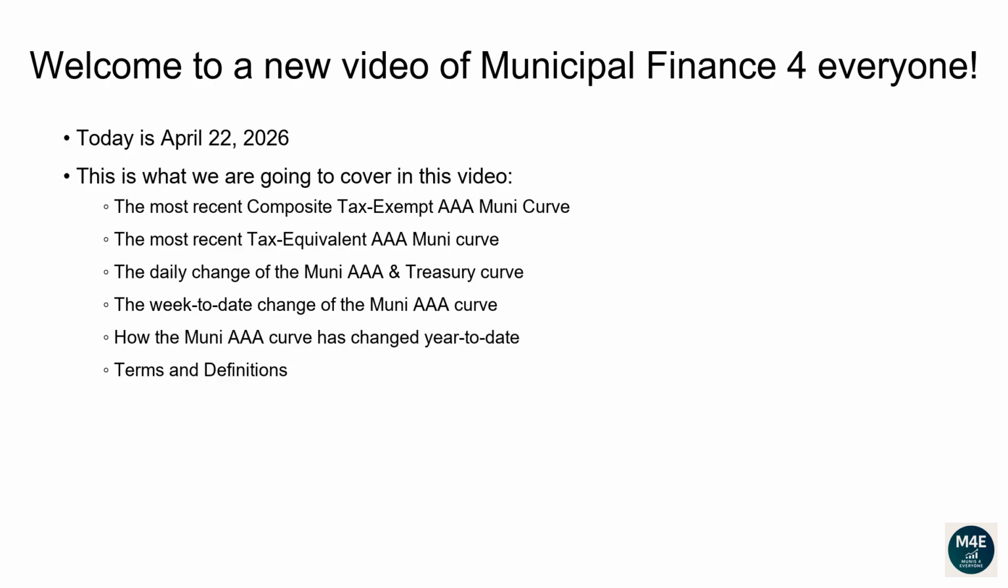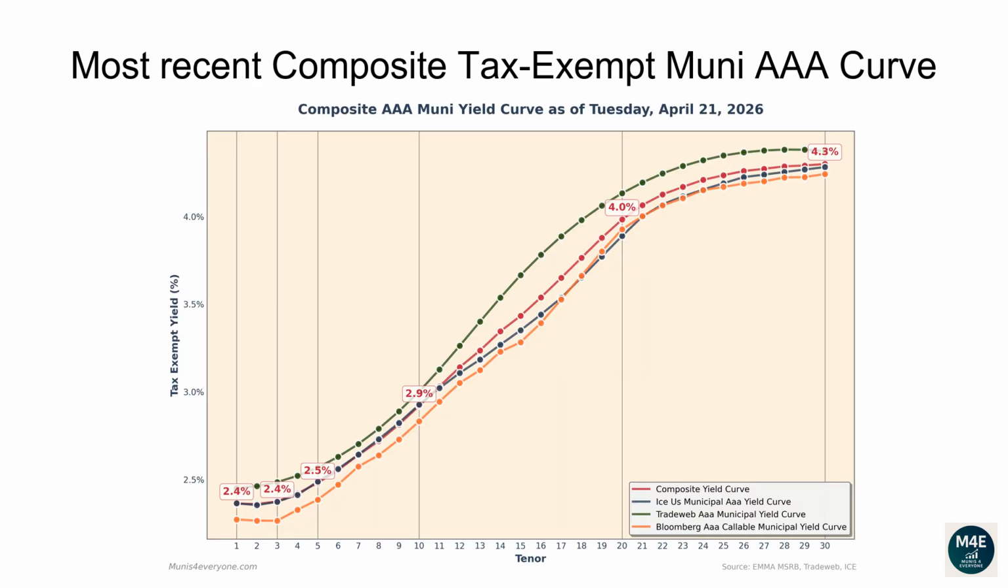Terms and definitions. Let's go over the most recent composite tax-exempt Muni AAA curve. The following composite tax-exempt yield curve is based off the most recent ICE, TradeWeb, Bloomberg yield curves that are available on the MSRB website, plus some proprietary extra adjustments, as of April 21, 2026.